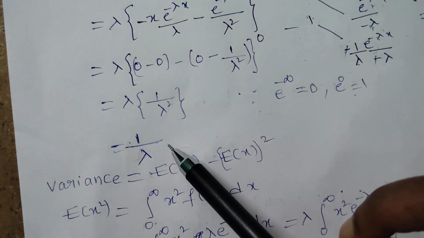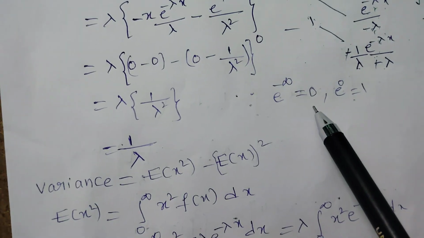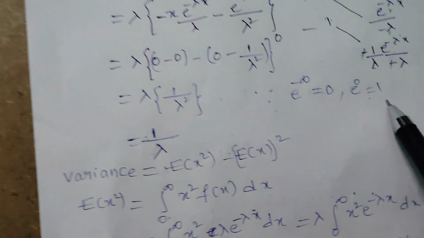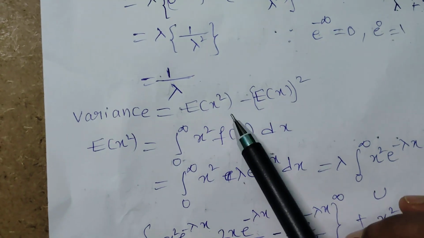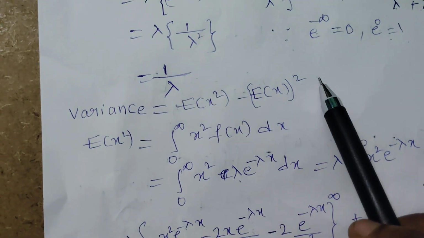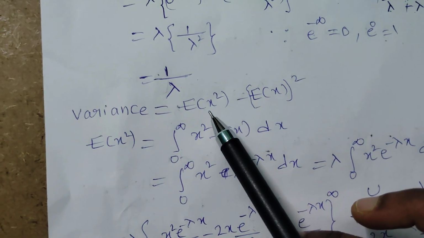Mean value is what you got? 1 by lambda. So remember e power minus infinity value is 0, e power 0 value is 1. Next we need to find out variance. Variance formula is what? E of x square minus e of x whole square. Instead of doing total expansion, first I am taking e of x square value.